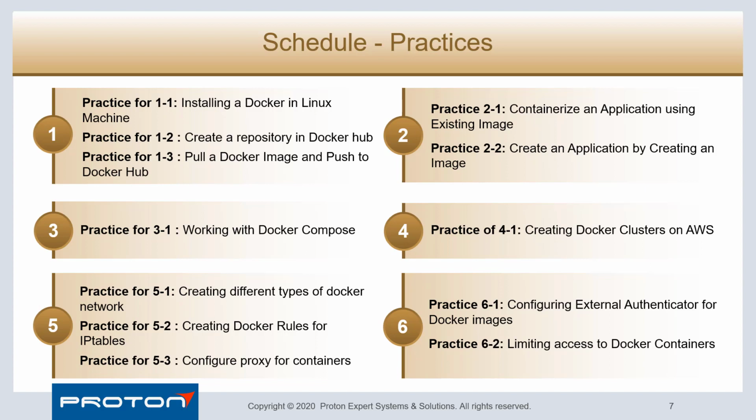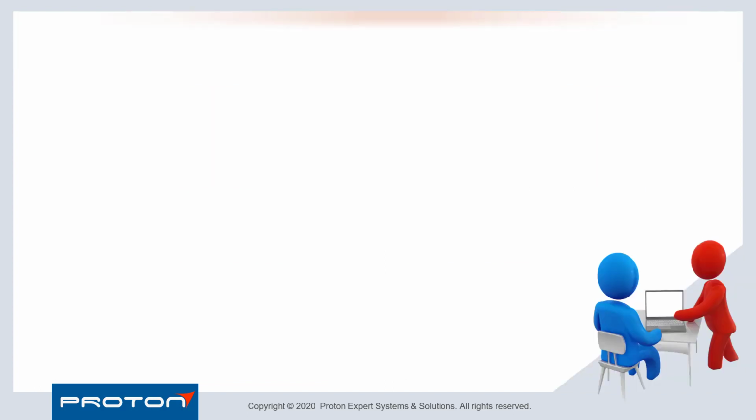In lesson 5, you will learn how to create different types of Docker network, then creating Docker rules for iptables, then you will learn how to configure proxy for containers. In lesson 6, you will be configuring external authenticator for Docker images, then limiting access to Docker containers.